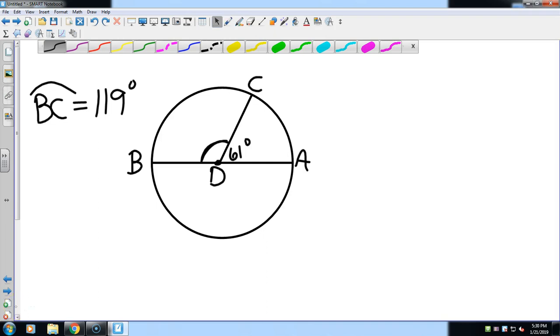And that's about 8 minutes. That is 10-2, arc measures.